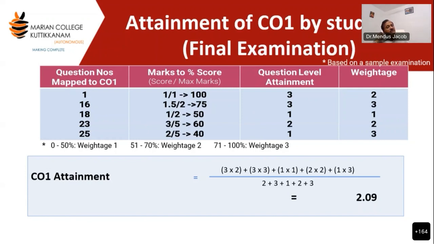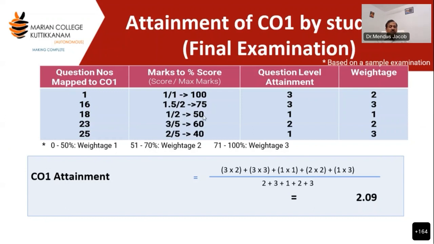From 71 to 100%, the weightage is 3. Here, the weightage given here is 3. That means this particular question, question number 16, is mapped to CO1 with a weightage of 3. Okay. Then coming to the 18th question.